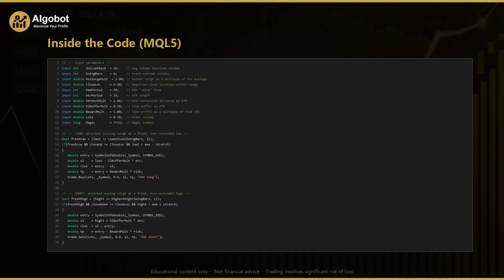Now the long block. The code first checks fresh low, whether the just closed bar's low is the lowest over the swing window.